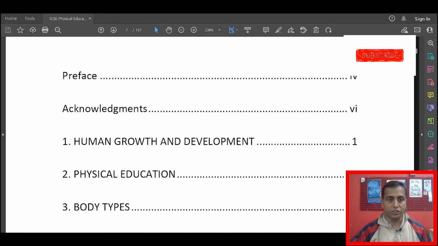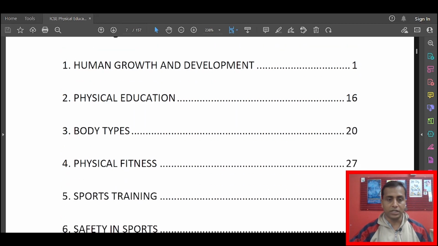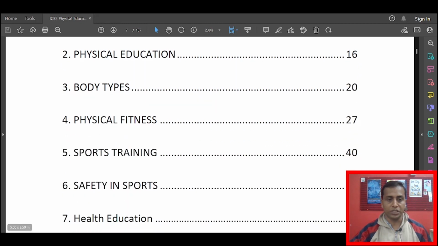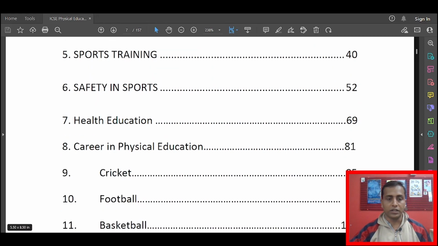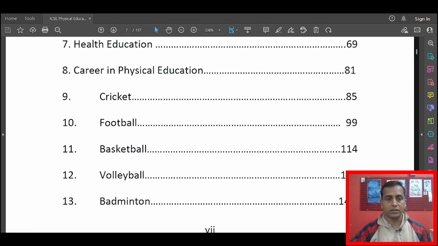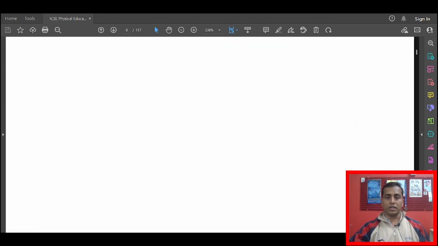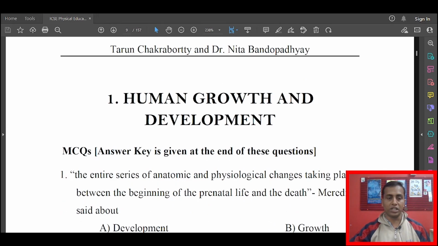Now you can see in this book the chapters are human growth and development, physical education, body type, physical fitness, sports training, safety in sports, health education, career in physical education, cricket, football, basketball, volleyball and badminton. Okay, now let's start with the first chapter, that is human growth and development.